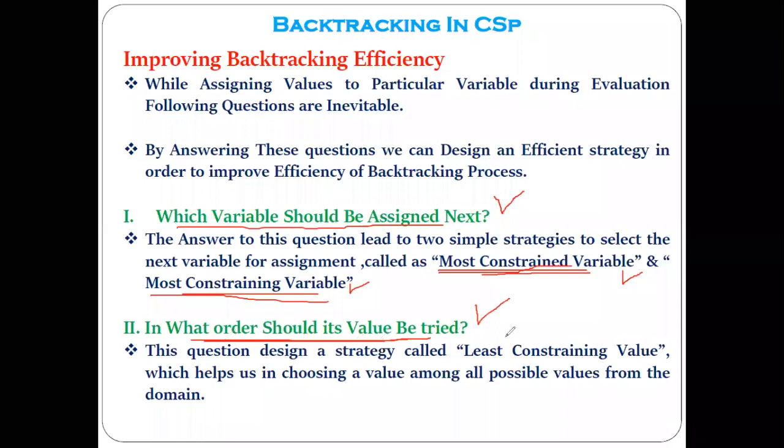For example, related to map coloring, how many values do we have? The domain has 3 values: red, green and blue.